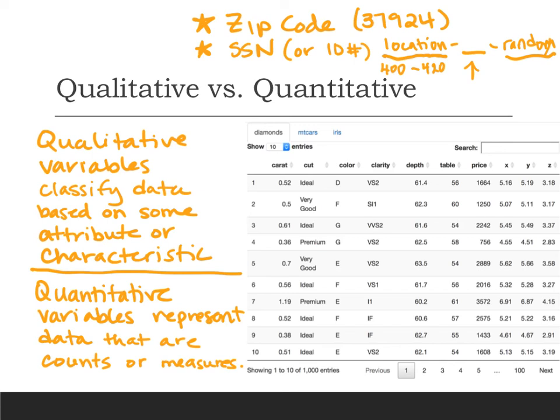That doesn't work. So that's quantitative versus qualitative. This is something that, at least for this class, you're going to want to be able to identify without having to go back and look the definition up every single time.